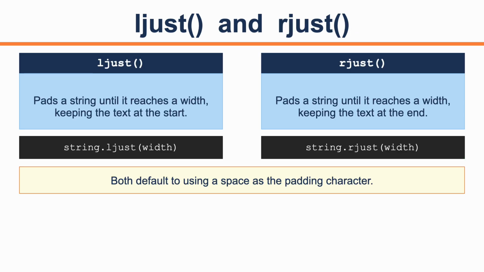The ljust method pads a string with extra characters until it reaches a specified width, keeping the original text at the start. The rjust method does the same, but keeps the original text at the end. Both default to using a space as padding.